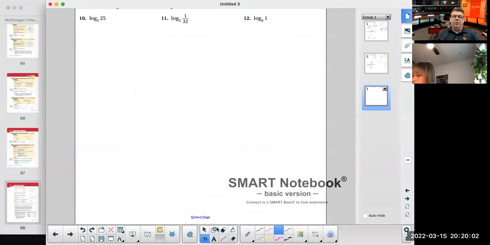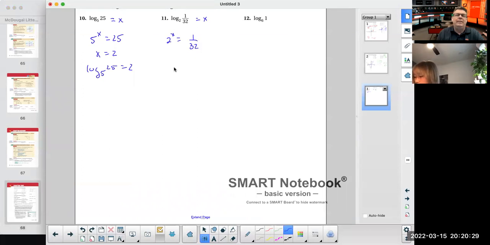Okay, so what you do if you can't really solve it like we just did, just by looking at it, is you change it to exponential form. 5 to the x equals 25, and once you solve that, then you get the value of the log. It's 2.